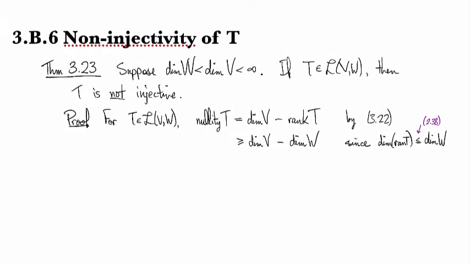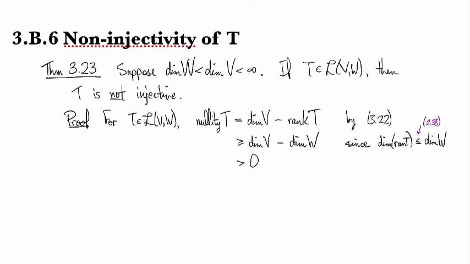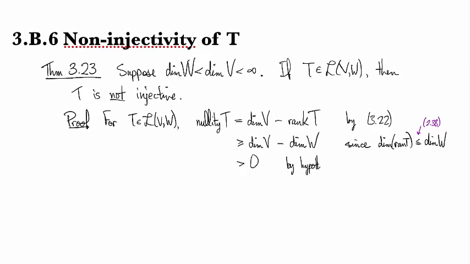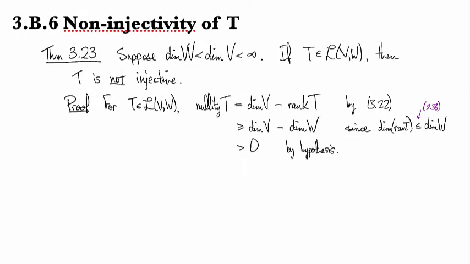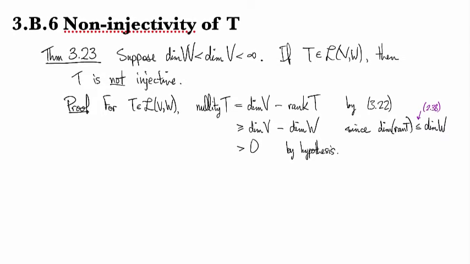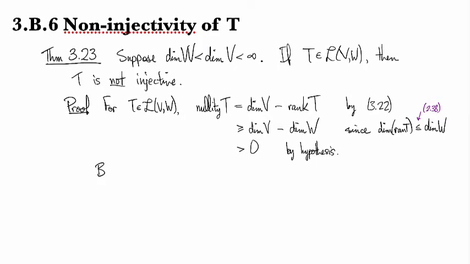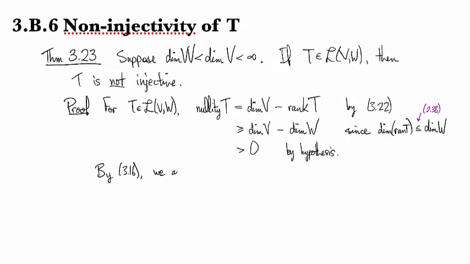And then we're assuming that the dimension of V is strictly greater than the dimension of W, so that means that this is strictly greater than 0. So if the nullity of T is strictly positive, in other words, if the dimension of the null space is strictly positive, that means it's not the 0 space, and so it contains things. And then by 316, which characterizes injectivity in terms of the null space, we are done.